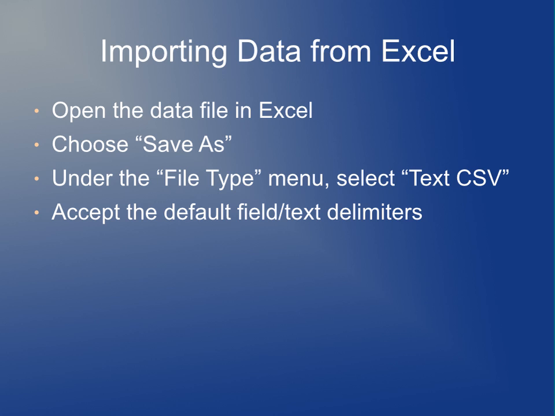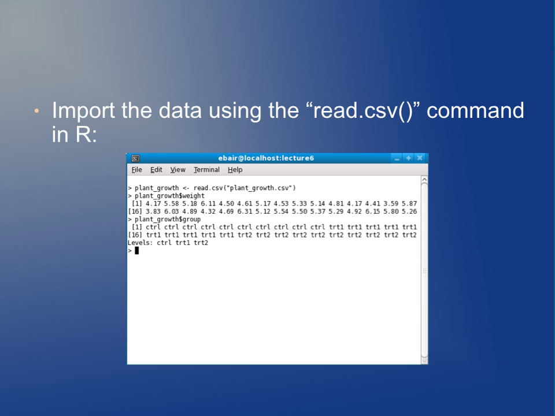If you need to import data from Excel into R, which you'll probably want to do quite regularly, both in this class and outside the class if you ever use R for your actual work, you need to go through a couple steps to do this. To read data into R, first of all, you open the data in Excel, and then you have to save it as file type text CSV. And you can accept the default field/text delimiters, and it'll create a CSV file containing the spreadsheet that you wanted to read into R.